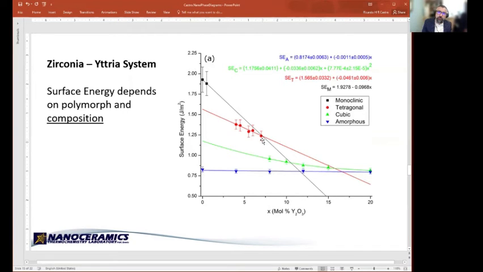Now we are adding one more variable to the system. It's not only phase and size. Now we have phase, size, and composition. And with changing composition, we're also affecting the surface energy. But you can't forget that the yttria composition is also affecting the bulk energy. So bulk energy gets affected, and surface energy gets affected by size and composition.